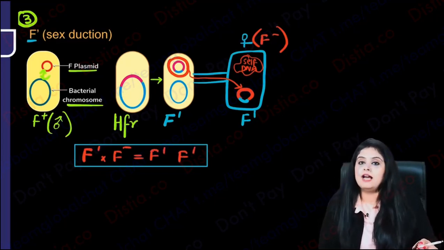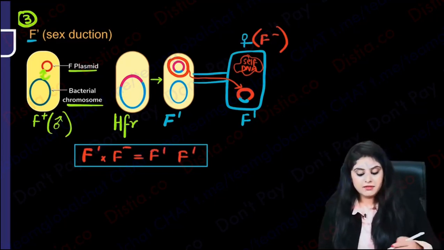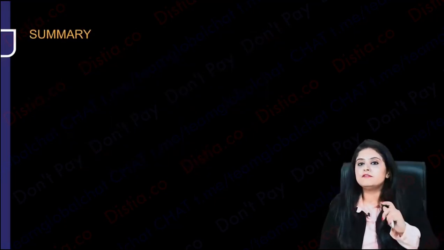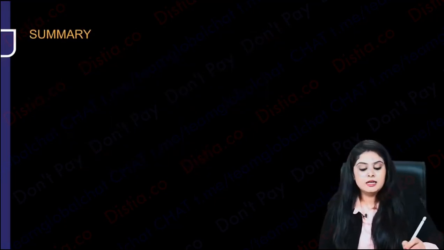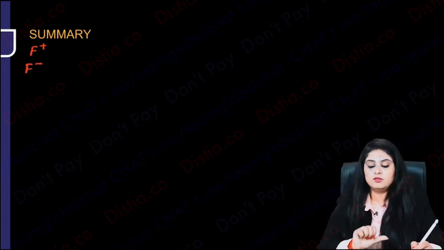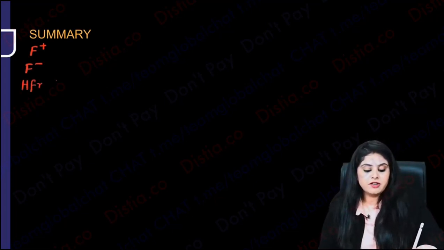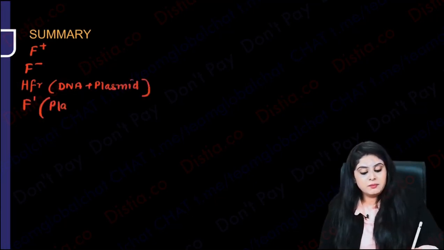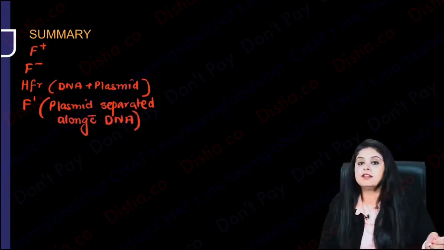So first you will have to do a summary with me and then we will go on to the next topic. I know it's a tough one, but now I'll give you a very simple hint. First, tell me the terminologies. What is F plus? F plus is when the plasmid is there. What is F minus? When the plasmid is not there. What is HFR? HFR is when the DNA and the plasmid have combined with each other. That is known as HFR. What is F prime? When the plasmid has separated along with a little DNA. Little bit of memories are also there.